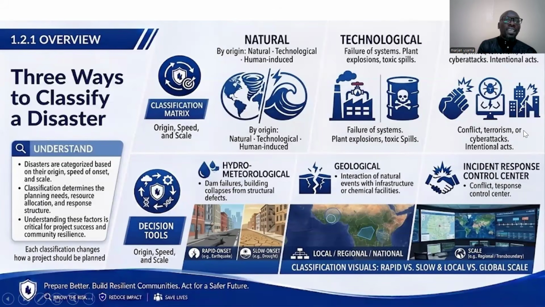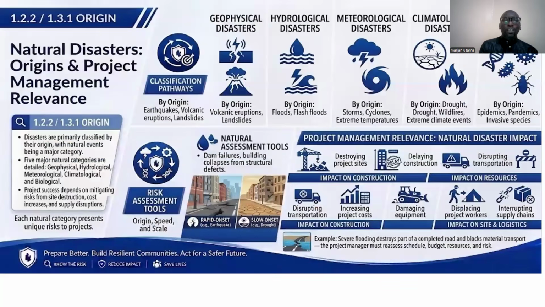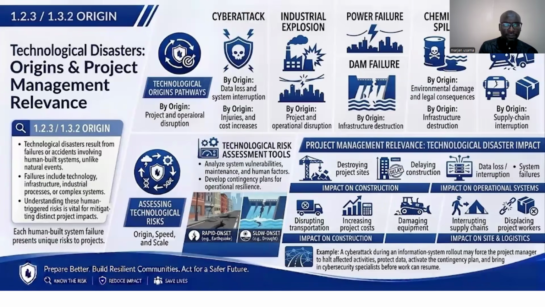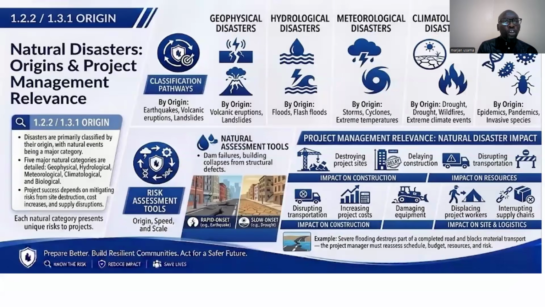So disasters are categorized based on their origin, the source of the disaster. Then number 2, they are classified based on speed. Then third, they are described or classified based on the scale. So those are the 3 main categories. So number 1 is the classification based on origin.